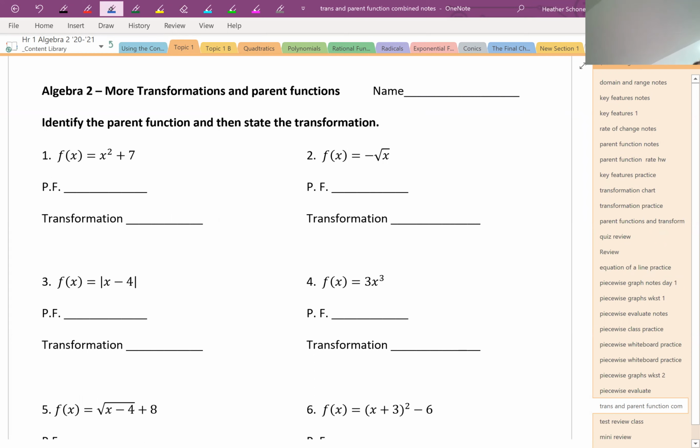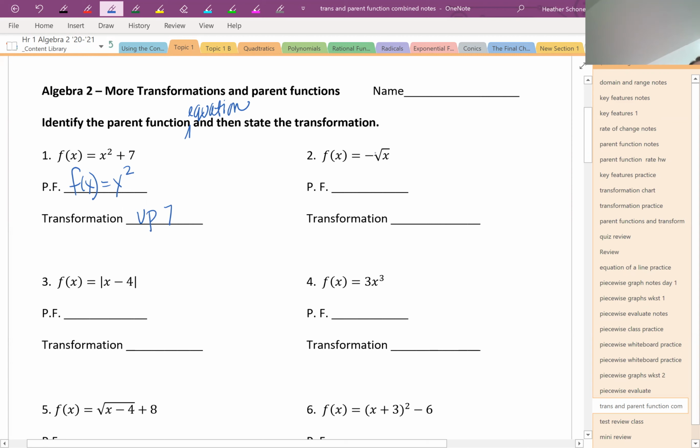So if we look at this first one, and I didn't write this in the directions, but it should say equation, just like we've been practicing. The parent function equation would be f of x equals x squared. The transformation, well, because this number 7 was outside of the function, then it moves it up and down, and it's going to move it the direction you think, so it's up 7.